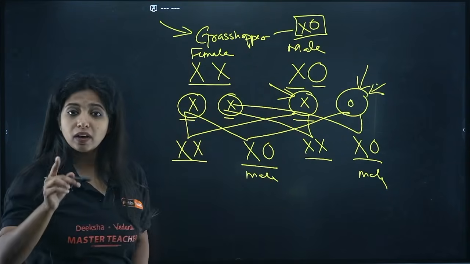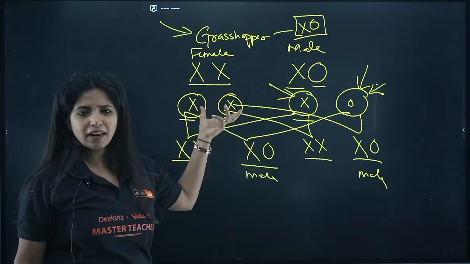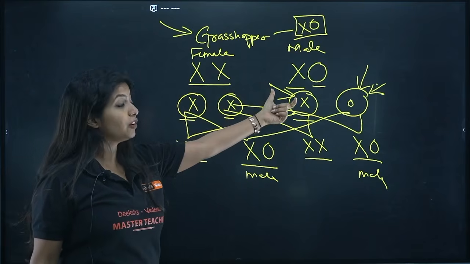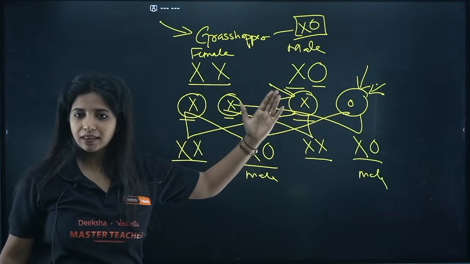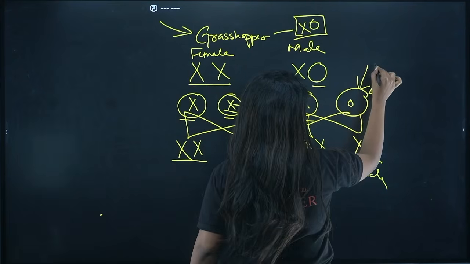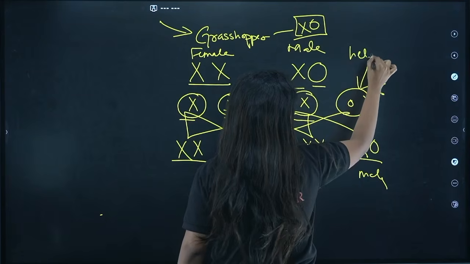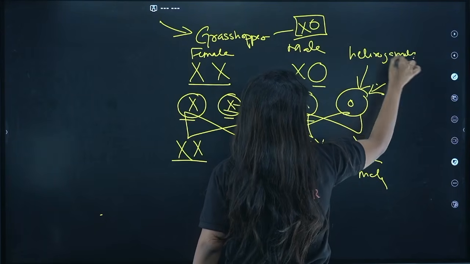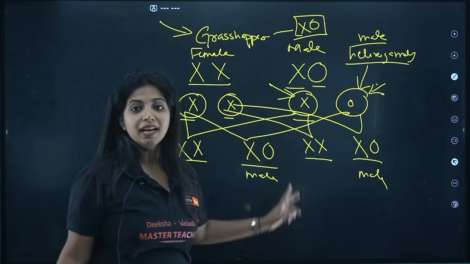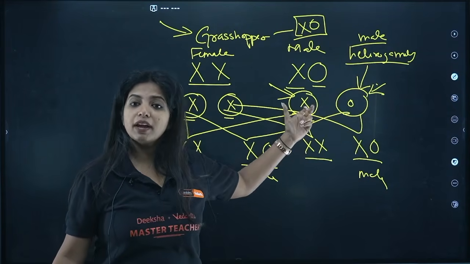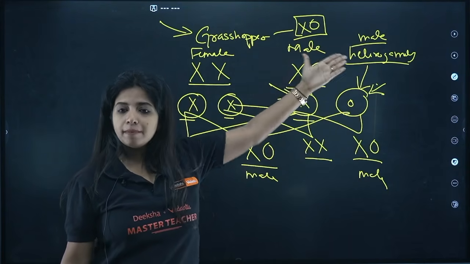And here you see one very important thing. Females produce the same type of gametes, X and X. All of them carry the same chromosome. But males produce two types of gametes: one that carries X chromosome, one that does not carry anything. So I can call this condition heterogamety. But who is producing different types of gametes? Male. So I'll call this male heterogamety. Hetero means different. Okay, so grasshopper is an example for male heterogamety.